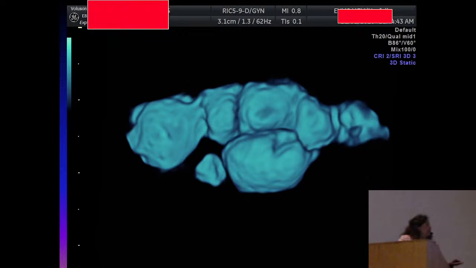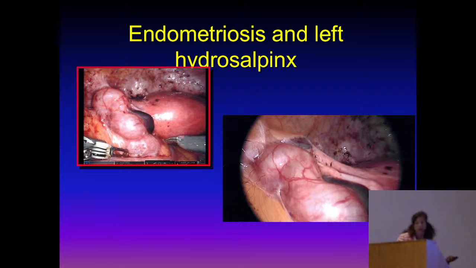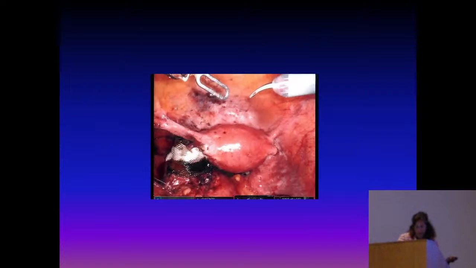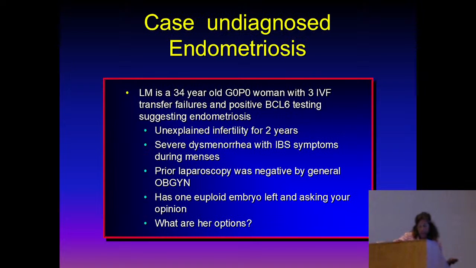And then all of a sudden we saw the hydrosalpinx on the ultrasound, and she was questioning, did we miss it? But she had a normal HSG like a year and a half prior to the IVF. So we're not quite sure where it developed, but we removed it, and she had all this endometriosis with the hydrosalpinx. And then finally, she conceived after surgery. So we did a salpingectomy and removed a lot of the endometriosis robotically.